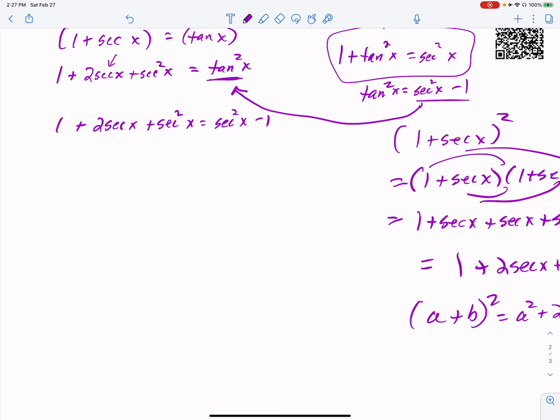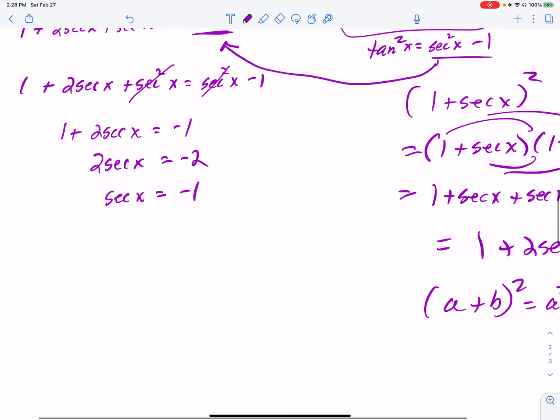And in this case, I have secant squared on both sides, so those are going to cancel. So I have 1 plus 2 secant x equaling a negative 1. Don't forget that negative 1. I want to isolate the secant, so subtract 1. And I have a minus 2. Divide by 2. And I want to know where secant x is negative 1.